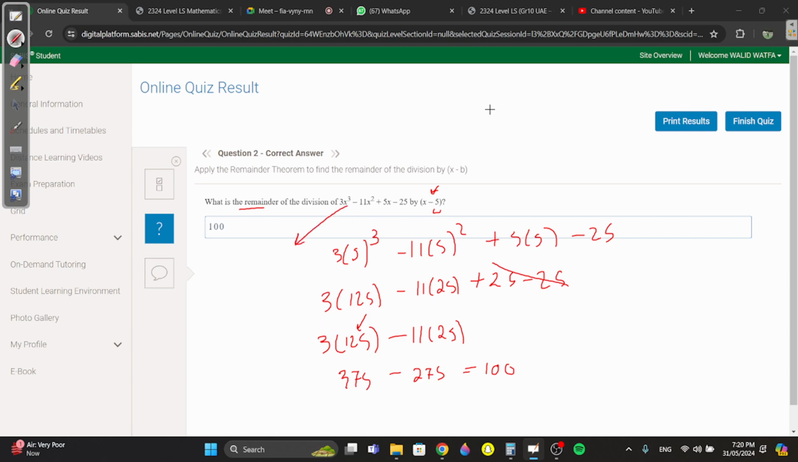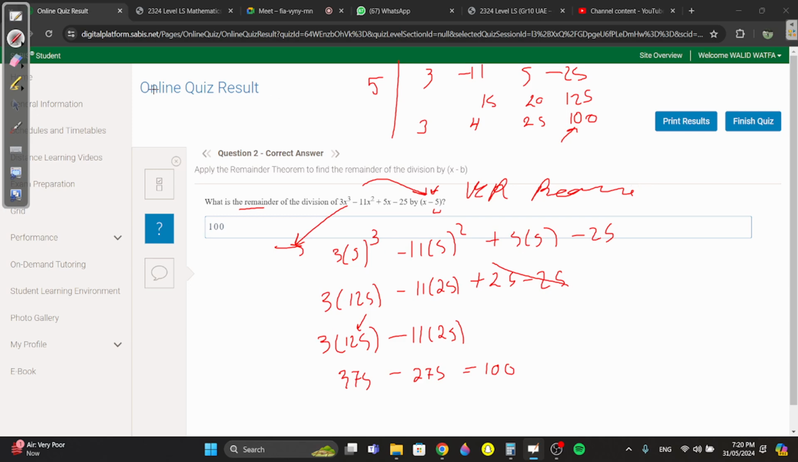Some people might not want to use the remainder theorem, and would prefer actually dividing and finding the remainder. If you want, you can do that. That's completely fine. 5, 3 minus 11, 5 minus 25. Drag 3 down. 3 times 5, 15. Combined, you get 4. 4 times 5, 20. 25. 25 times 5, 125. Combine minus 25 and 125, you get 100. This also works, synthetic division. But if they say use the remainder theorem, then obviously you have to use the way that I used at the start.